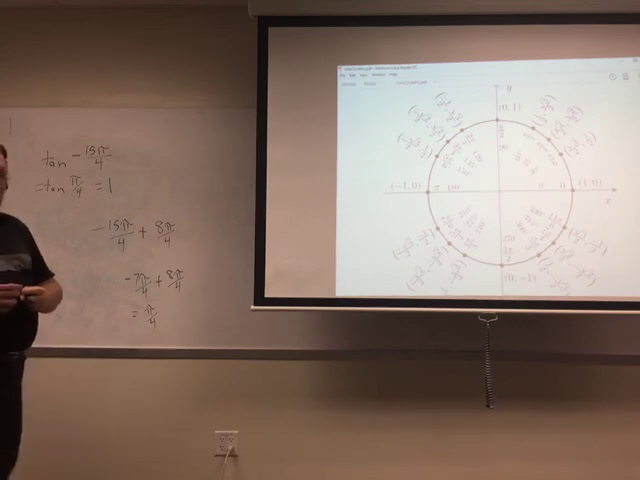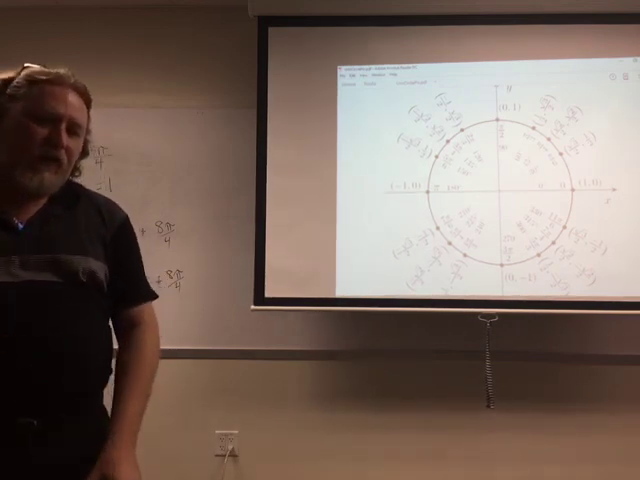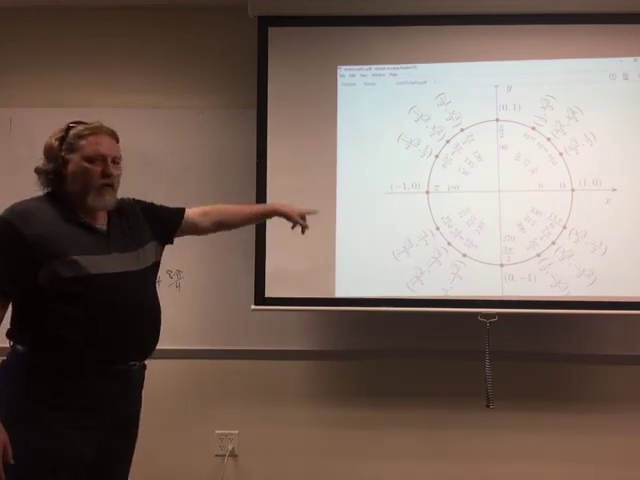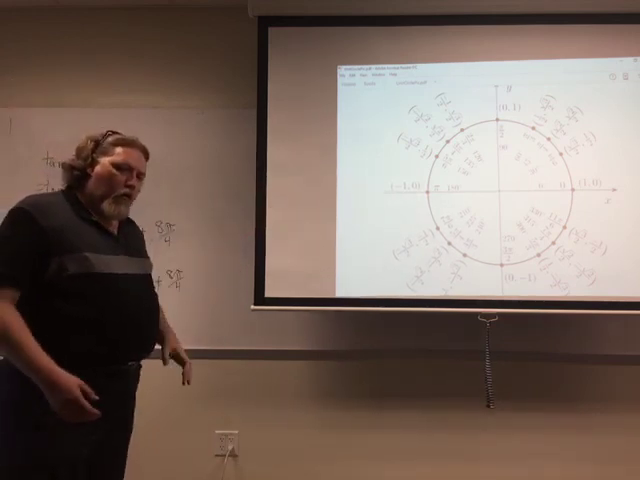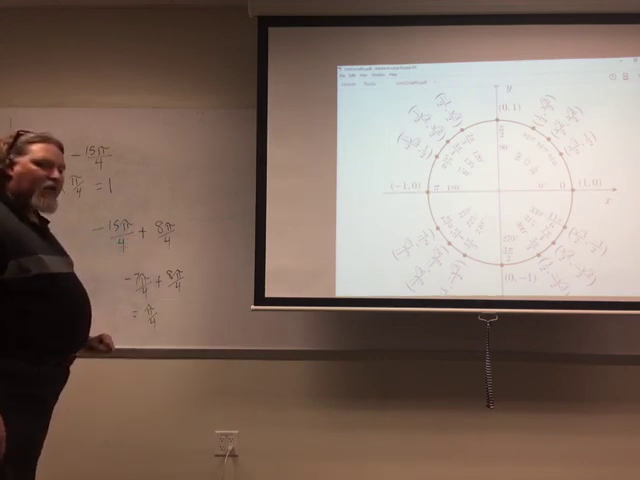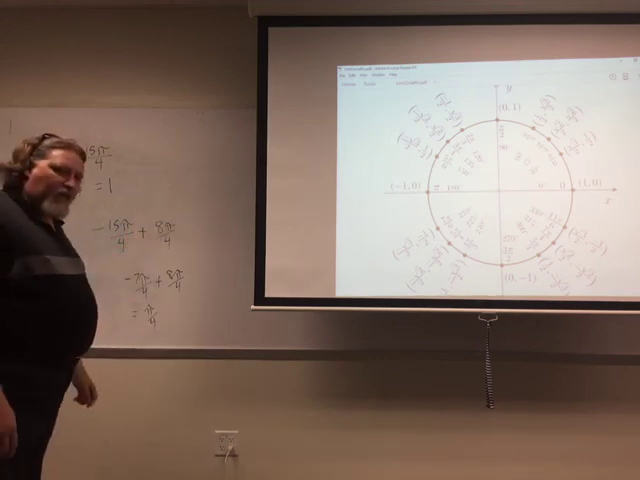So there's two ways you can go about finding trig values that are not on the unit circle. You can draw a picture and go around the circle, or you can add or subtract complete circles, 2 pi, until you get a number that is on the unit circle.